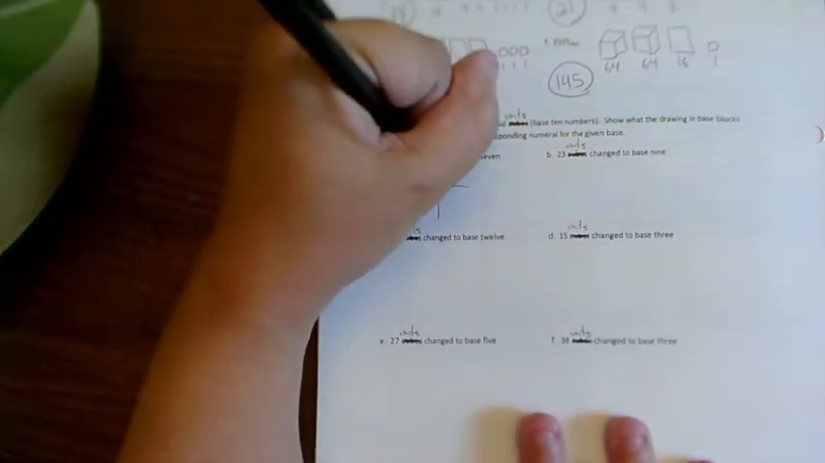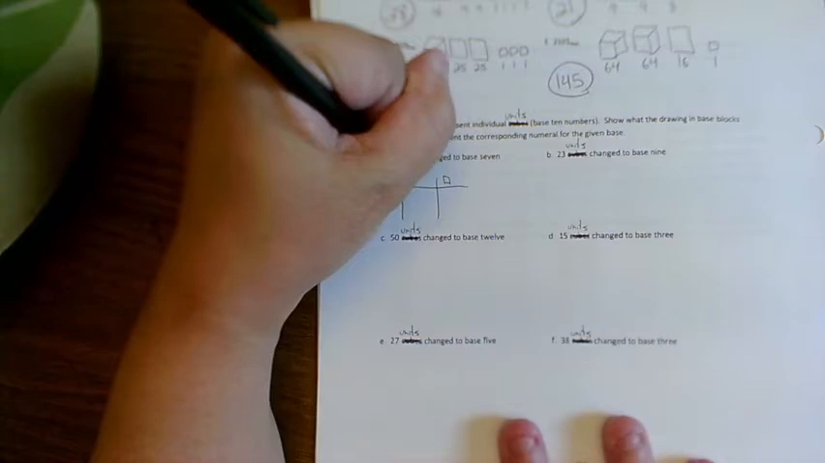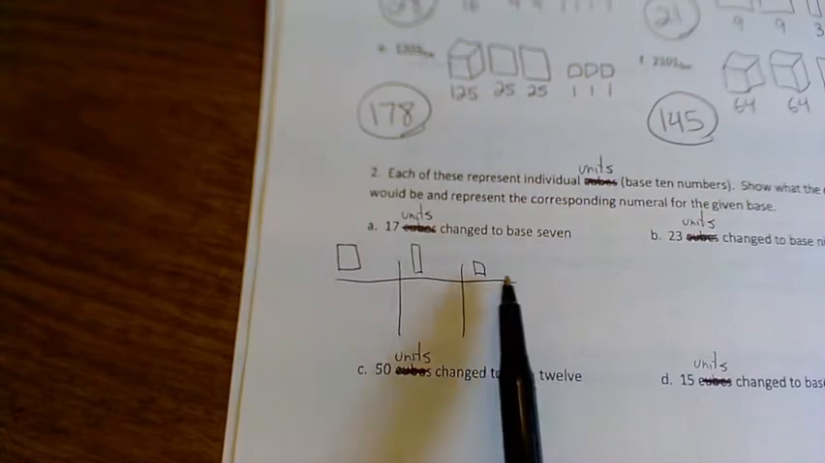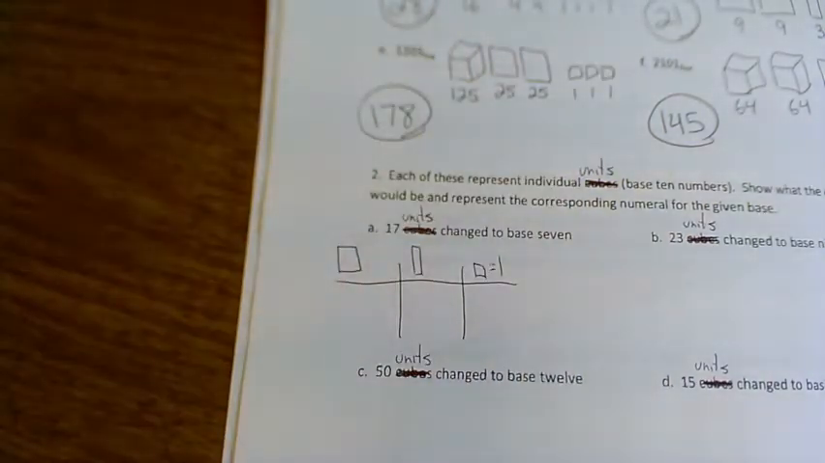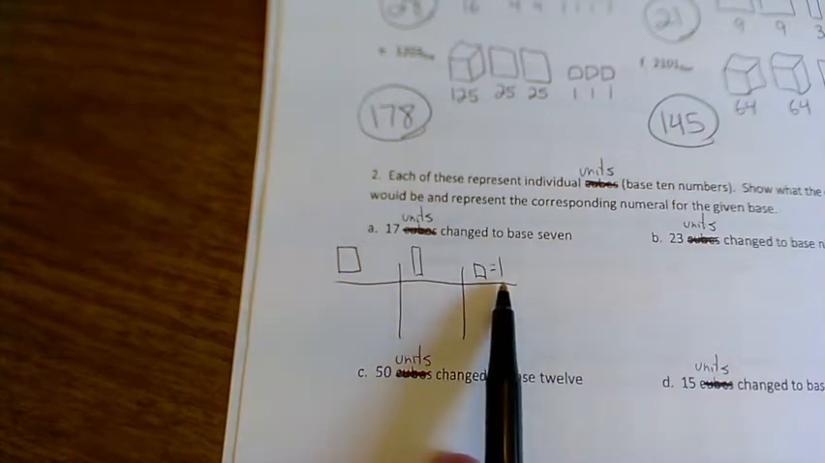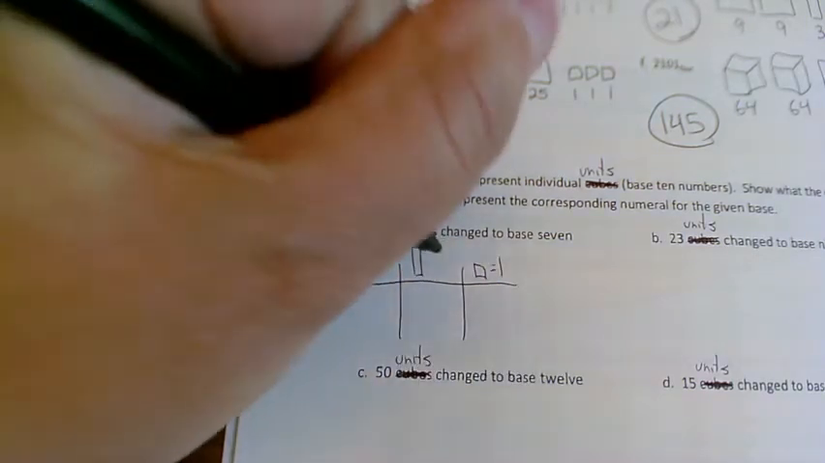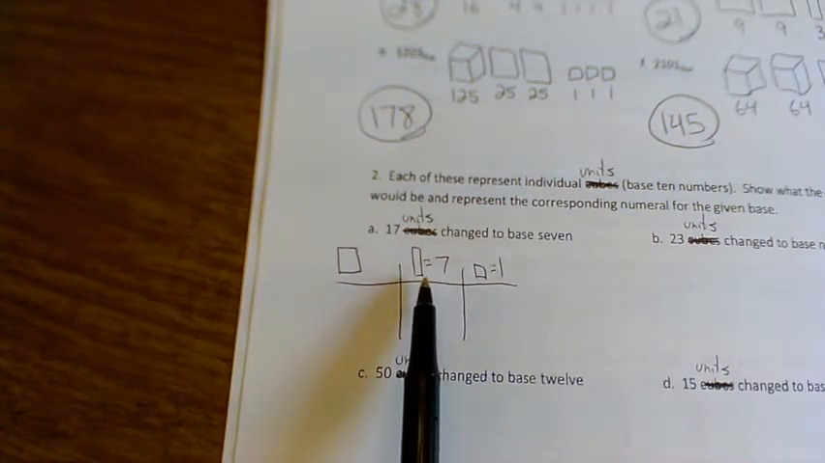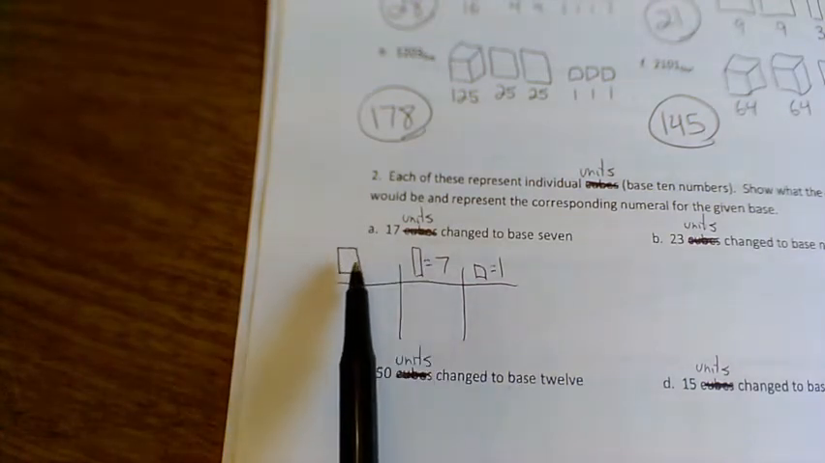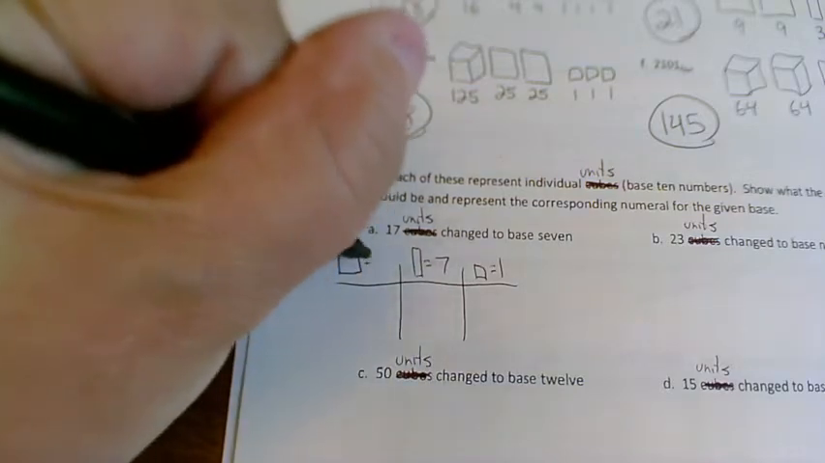So you think about the pieces. We have units, longs, and flats. So if we're in base 7, I'll try and zoom in on this a little bit for you. Okay, so if we're in base 7, what are these pieces actually worth? So a unit would be worth 1. It would take 7 units to make a long, so a long would be worth 7. And then it would take 7 longs to make a flat. So 7, 7, so that's 49.